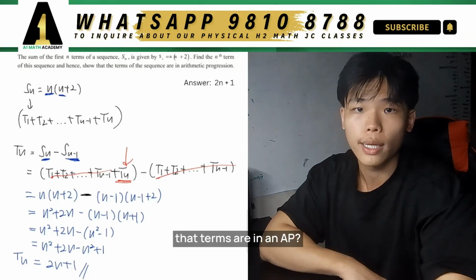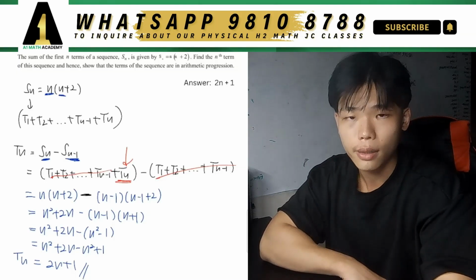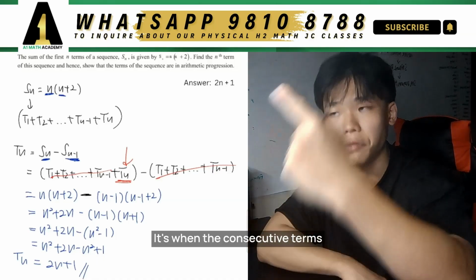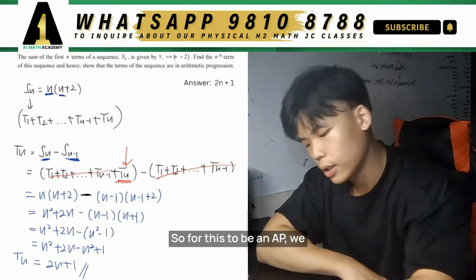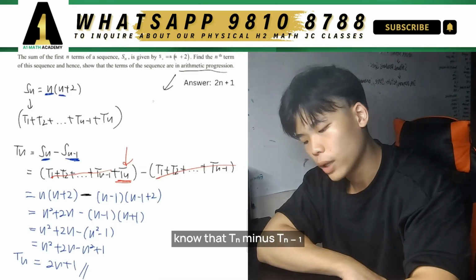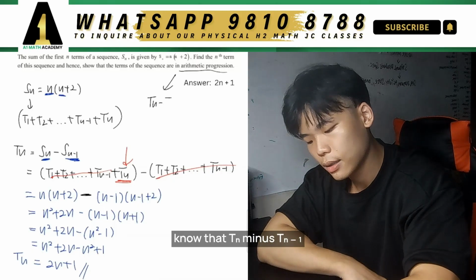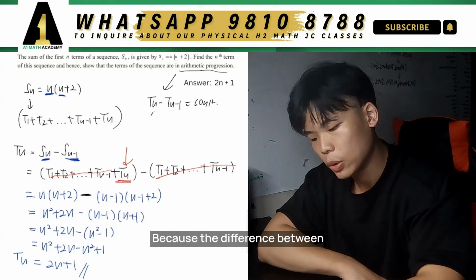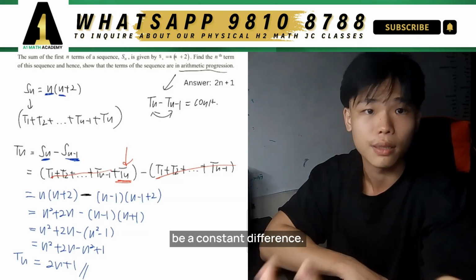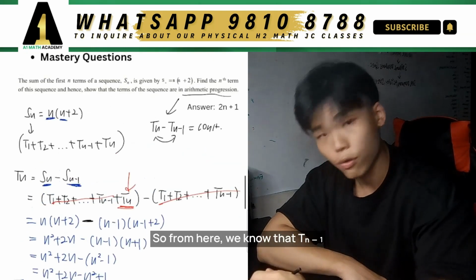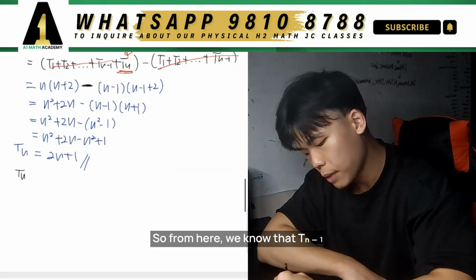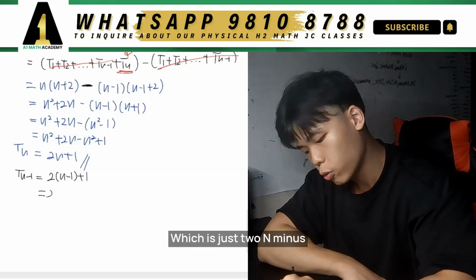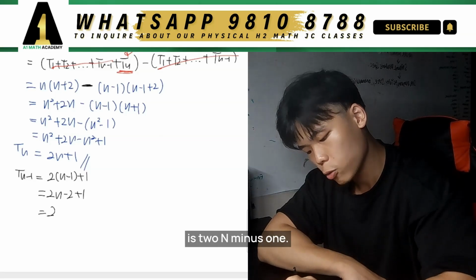So how do we show that the terms are in an AP? To recall, how do we know it's an AP? It's when the consecutive terms have a constant difference. So for this to be an AP, we know that Tn minus T(n minus 1) has to be a constant, because the difference between two consecutive terms must be constant. So T(n minus 1) would be 2 times n minus 1 plus 1, which is 2n minus 2 plus 1, which is 2n minus 1.